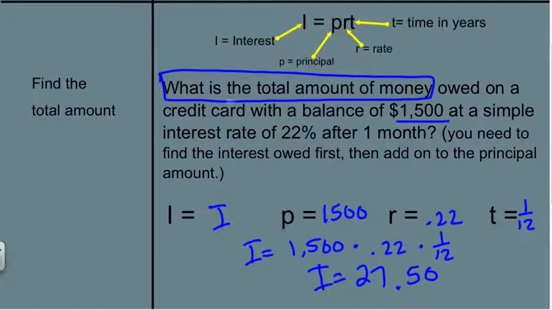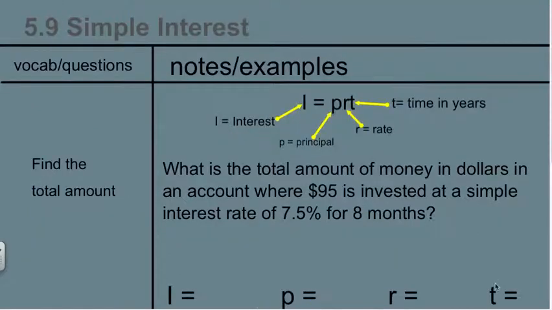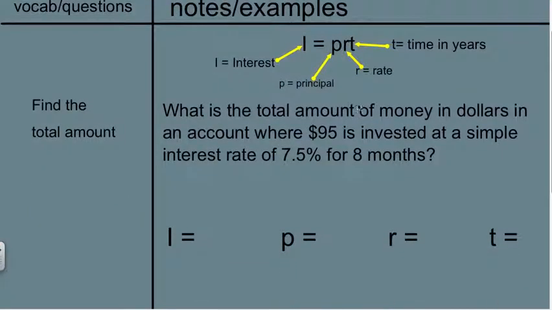Okay, but here's the trick. It says, what is the total amount of money owed? Remember, this is just the interest. How much do I owe the credit card? I owe them the $1,500, but then I also have to add on the $27.50 for interest that I owe them. So the total amount of money, my final answer, is $1,527.50.